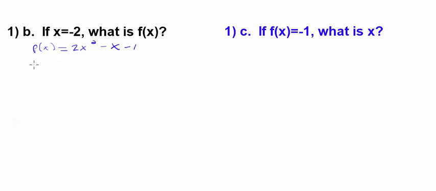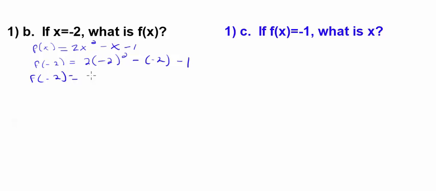Now, in function notation, we will write this as f of negative 2 is equal to 2 times negative 2 quantity squared minus negative 2 minus 1. All right, order of operations. Remember, this is function notation, so the f does not represent a variable. It just represents the function notation. So on the right side, we'll do order of operations.